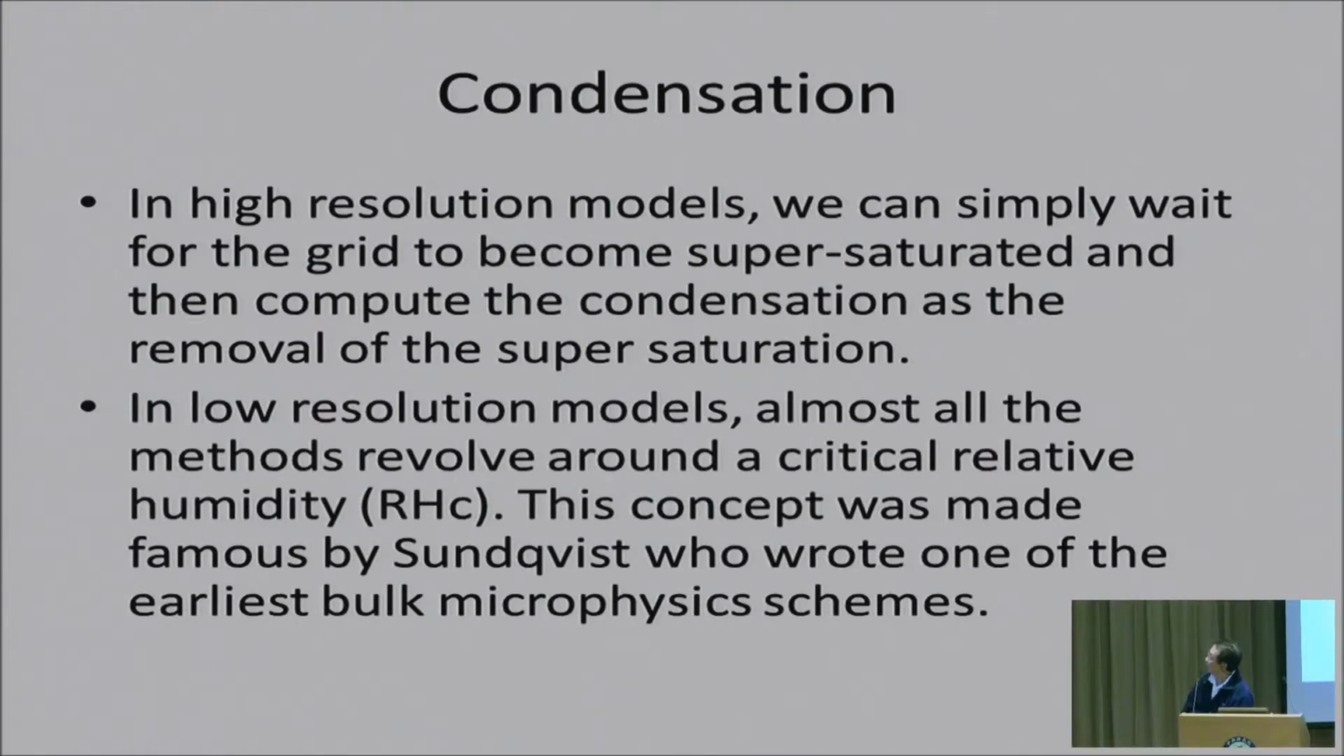So I'm repeating again. For high resolution models, you can just wait for the grid to become supersaturated. In low resolution models, I think CAM5 is starting to do it differently, but mostly you have to go from 0 to something. In other words, if a grid doesn't have cloud and you start to moisten up, you have to know when cloud is going to form. So a lot of people use the RHC concept to do this. This is the so-called critical relative humidity.